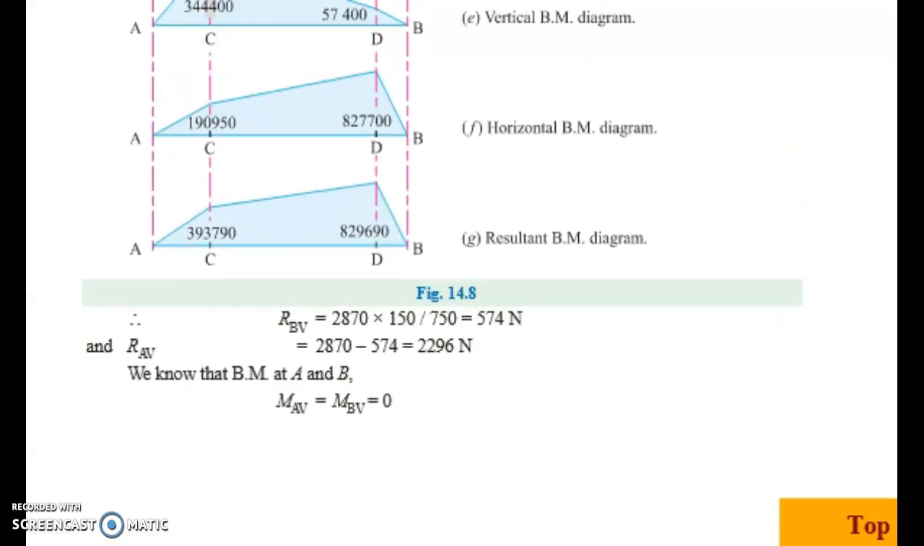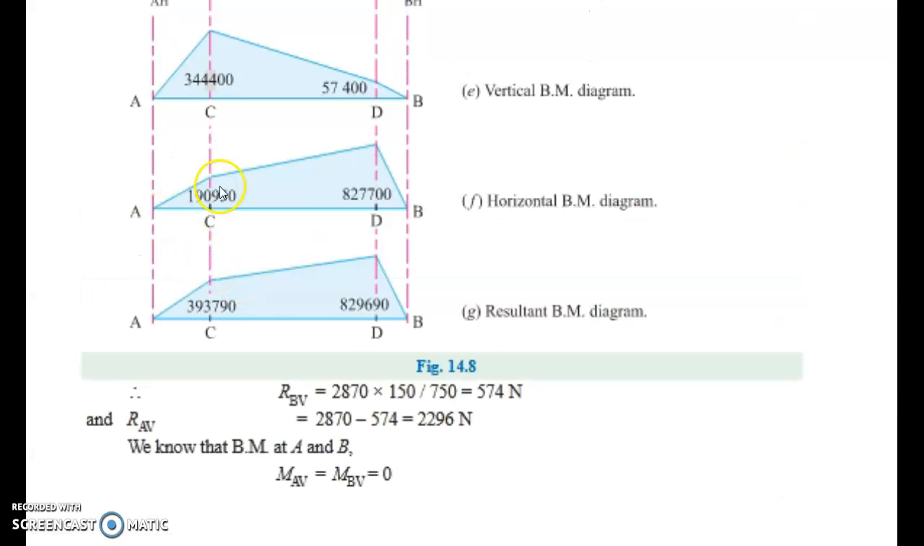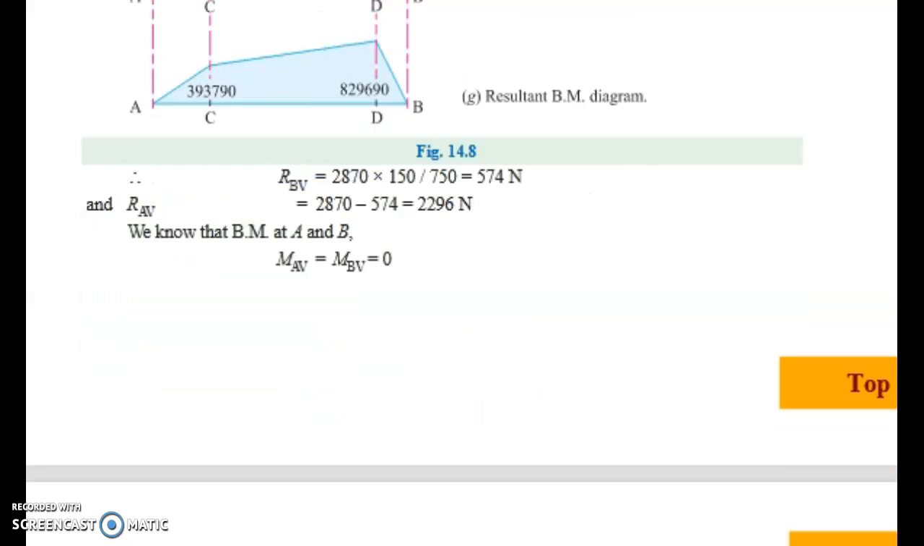Now we can complete that figure. The horizontal bending moment will be like this. These values are scaled values. So draw this figure in your notes also.